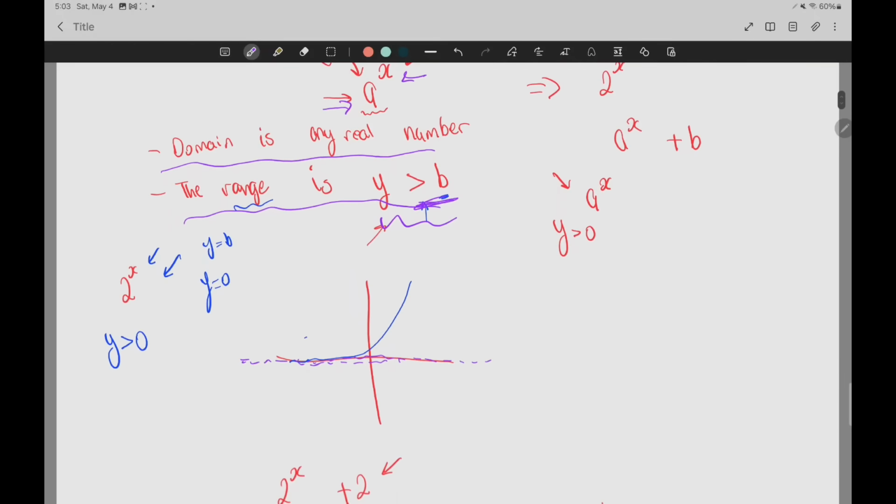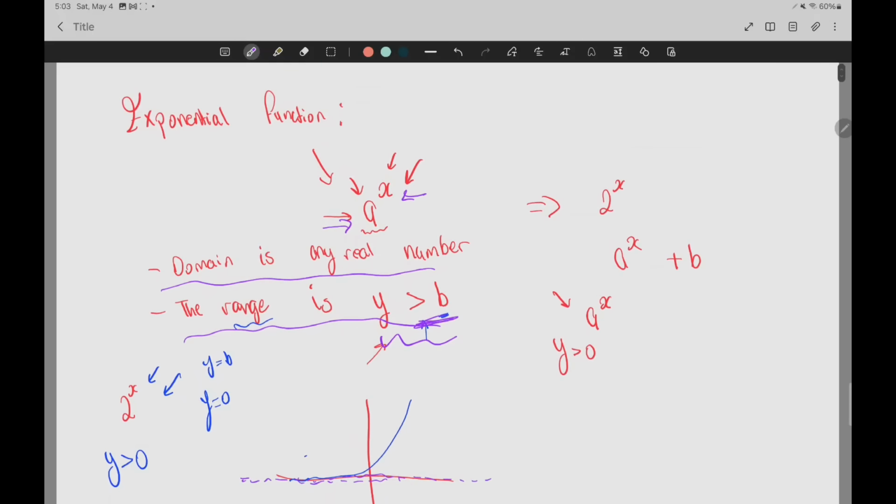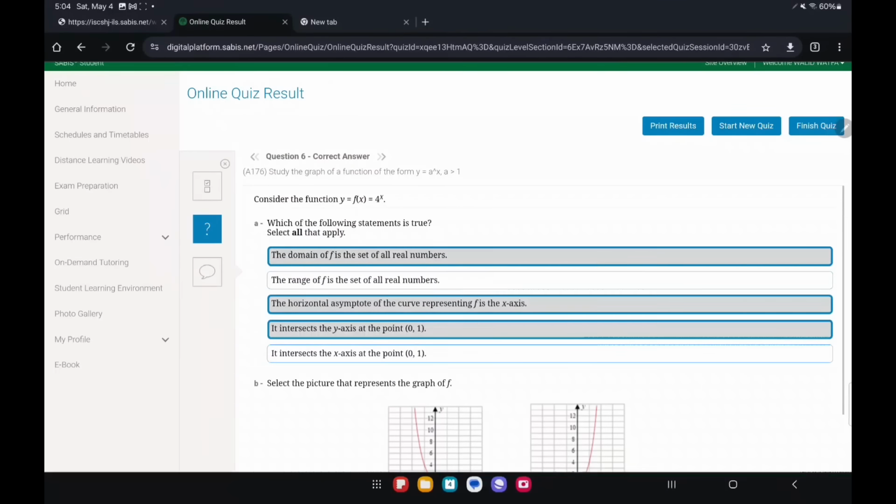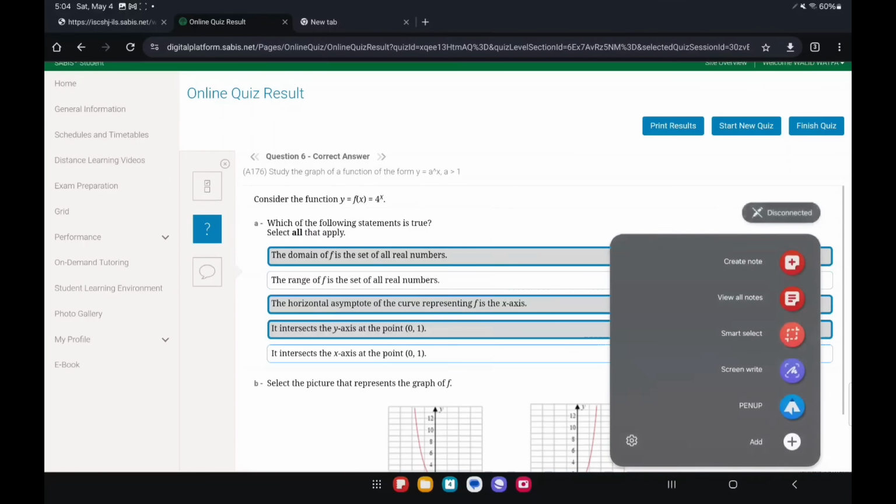One thing I forgot to mention is that the graph of a to the x always passes through 0, 1, always, okay? So over here, let's solve this.